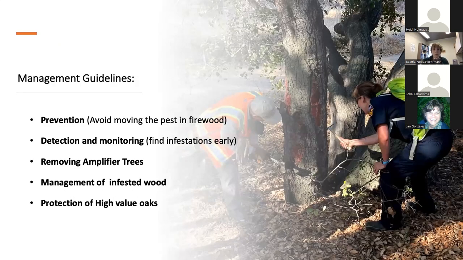So if we are going to work on managing GSOB, the guidelines go from first prevention, so we don't want to get it in our location, or if we have it, we don't want to spread it to the next location. Then detection and monitoring, as we will always say, that's one of the main things we need to do. We need to find the infestations early so we can actually take action, and it's feasible, both from a workload and from a monetary standpoint. And then we're going to be removing amplifier trees, and that way we'll be removing between 60 and 90% of the beetles in the area. The wood that comes from those amplifier trees needs to be properly managed, and I'm going to show you options for that. And then you can protect high value oaks with pesticides if that's something you'd like to do.